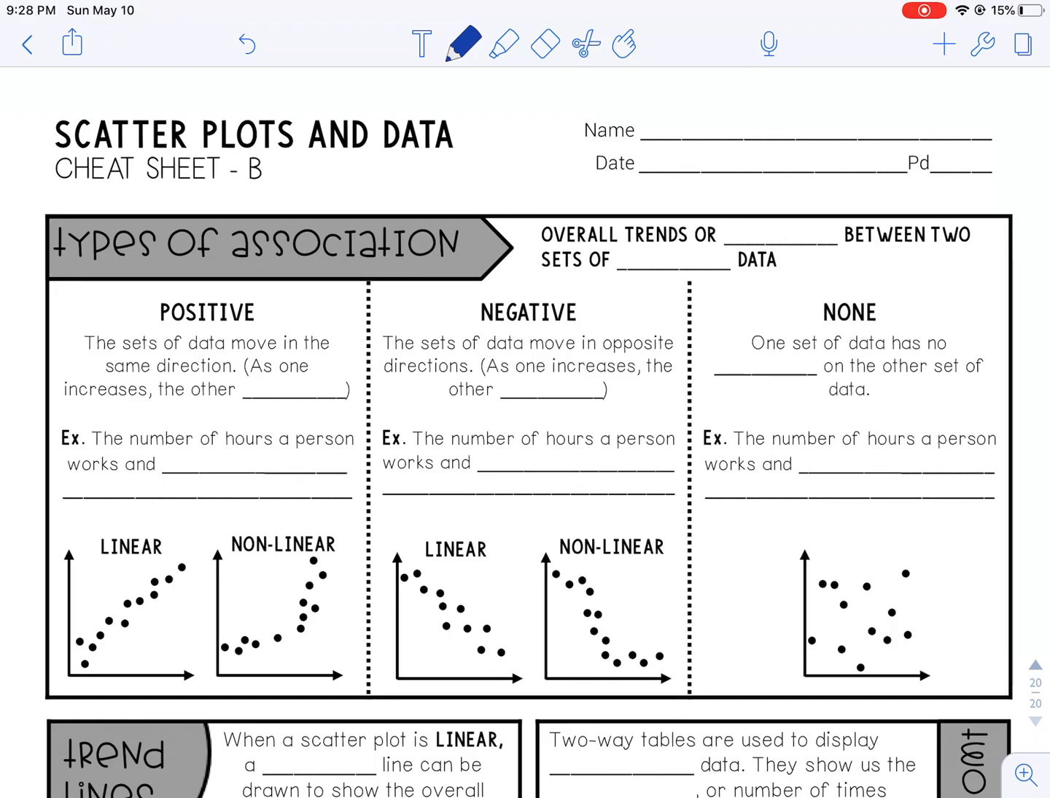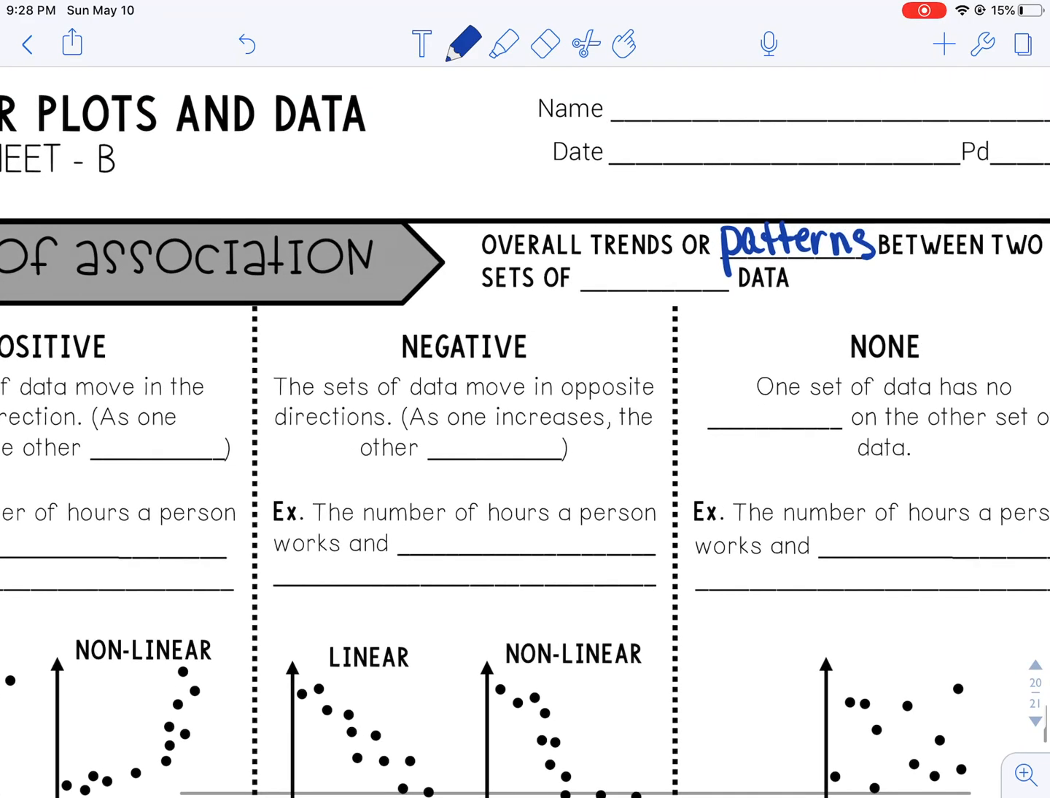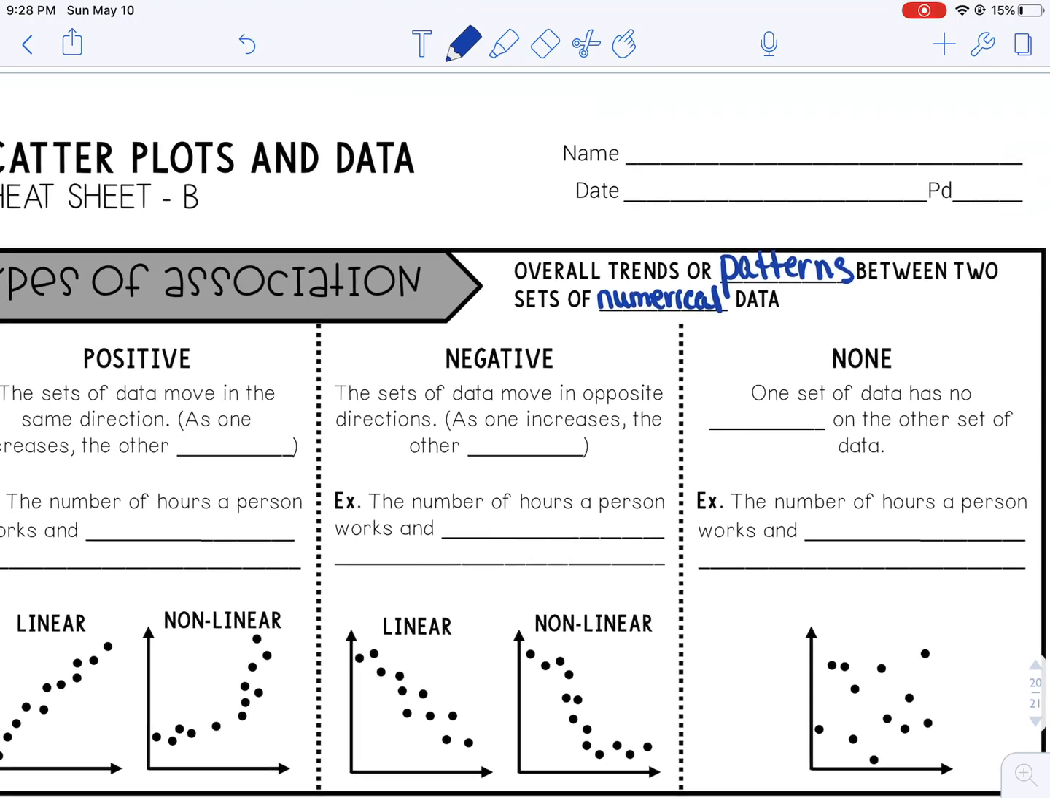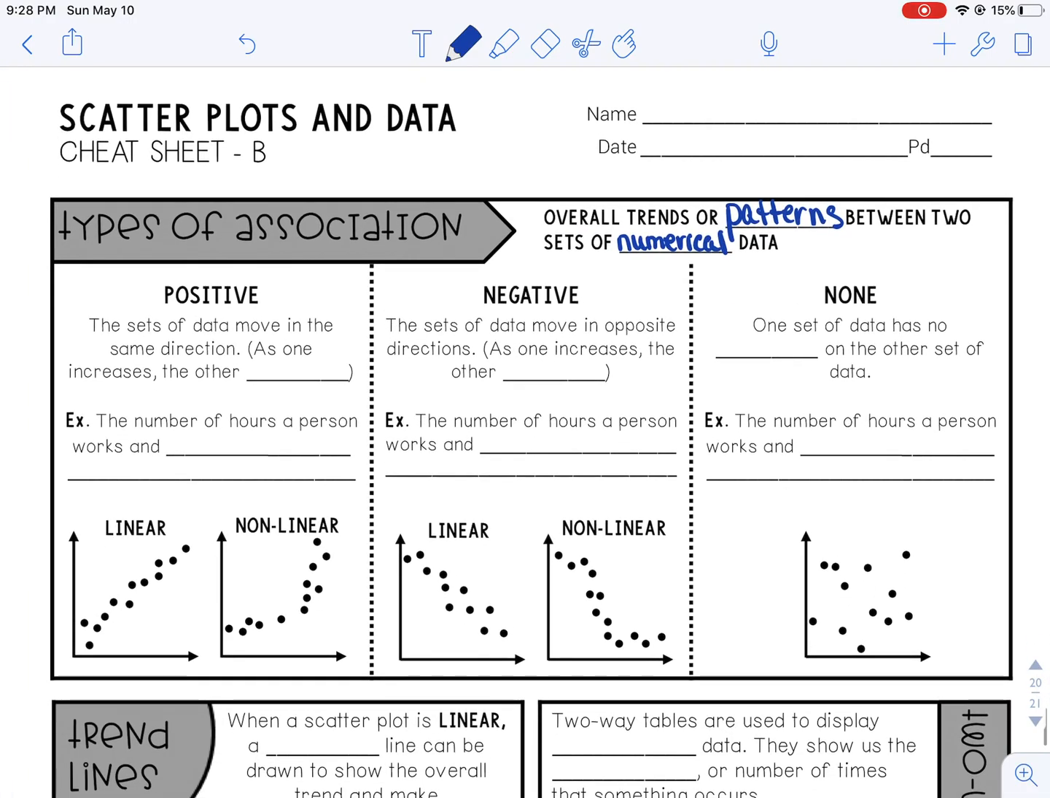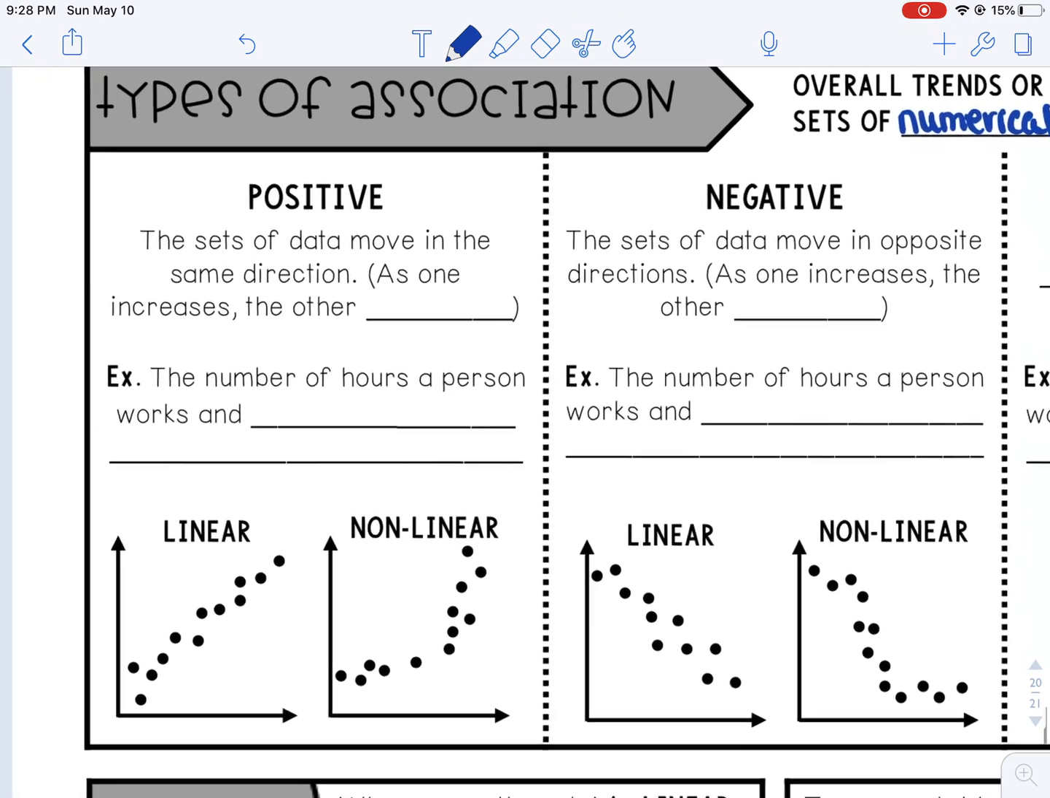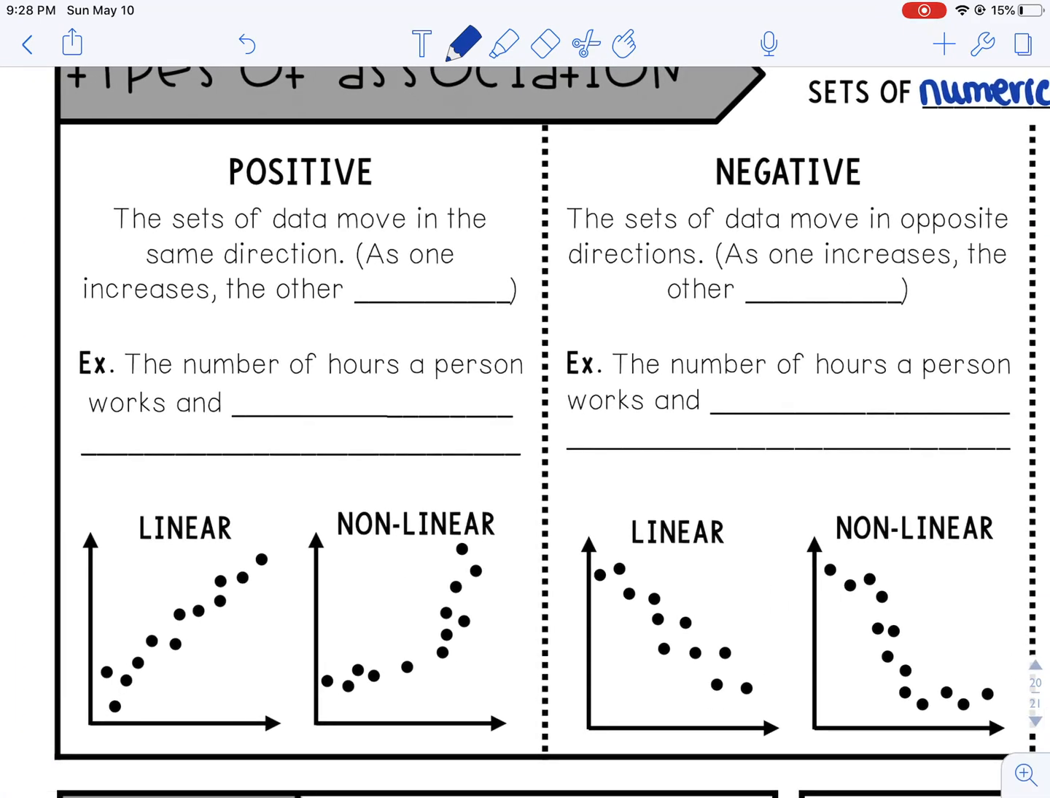Scatter plots and data: what we're looking at are overall trends or patterns between two sets of numerical data, or number data. The first type of association we're going to look at is positive. The sets of data move in the same direction. As one increases, the other also increases.